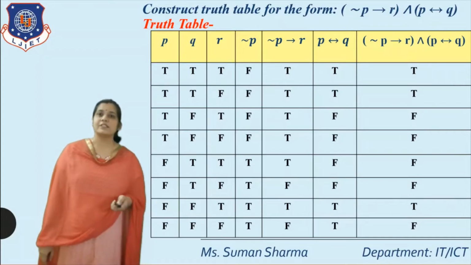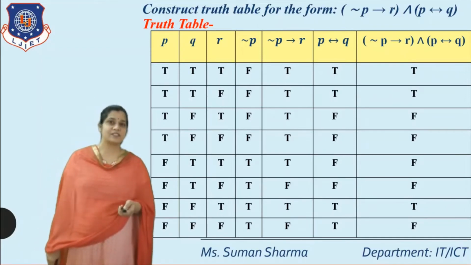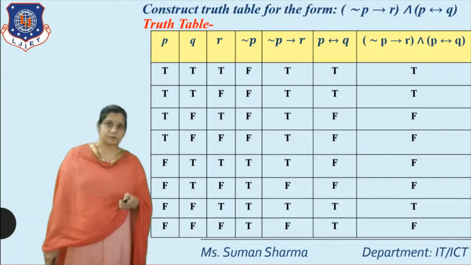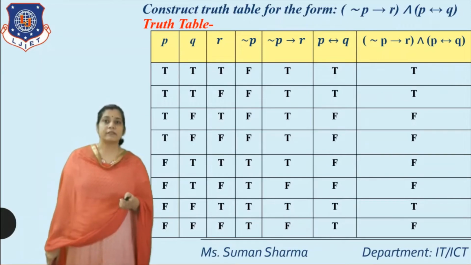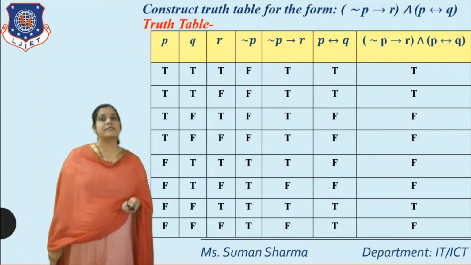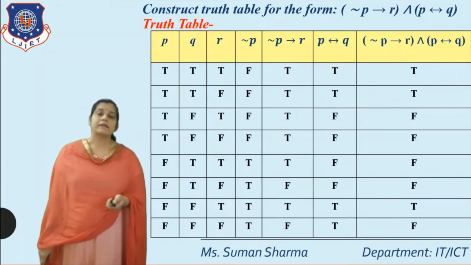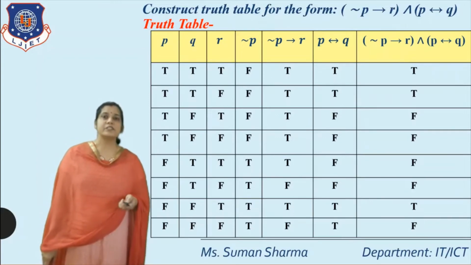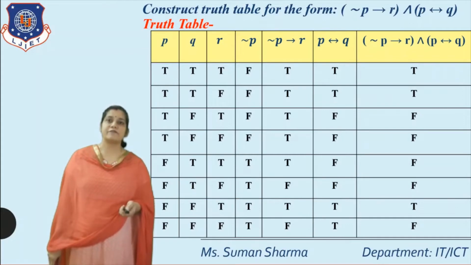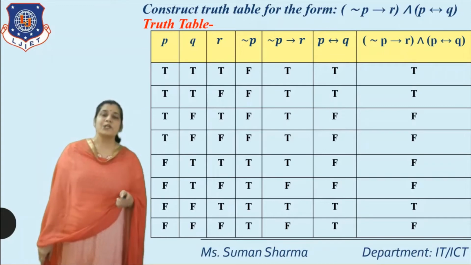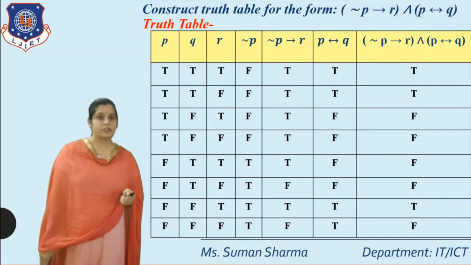Next we write the negation P implies R. So the next column is negation P implies R. What is the process? If your two statements are true, or two statements are false, then it is true. If your first statement is false and the second is true, always write according to your second statement. This is a very important point.